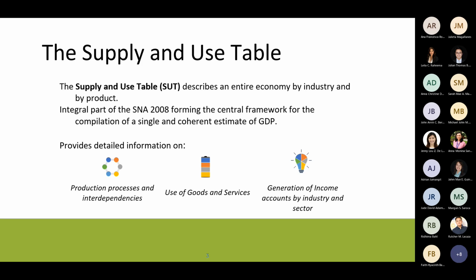Later on, we'll see how the supply and use table answers who produces the type of goods and services and who purchases these types of goods and services and how much value added is generated in the process. I'll turn it over now to Monina, who will discuss the supply table.